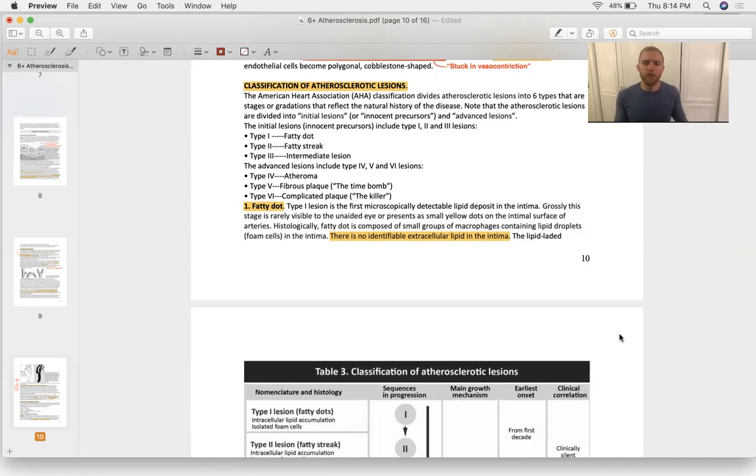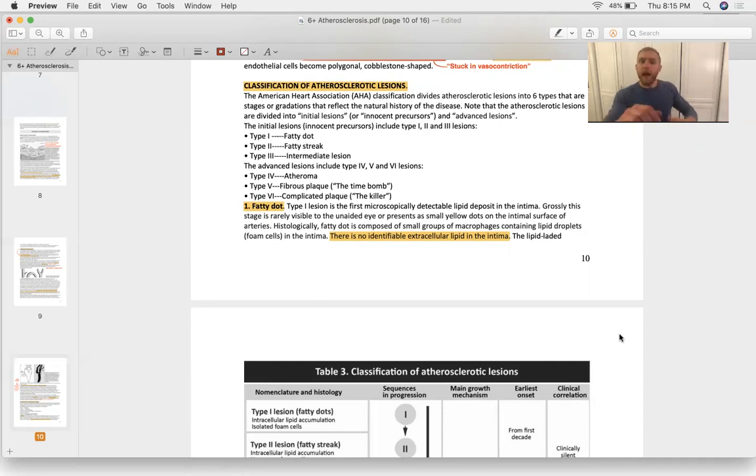And the question that I have seen in practice texts is going to be, here is a picture of atherosclerosis. And then the atherosclerotic lesion is going to be in one of these 6 stages of progression. And then they're going to ask you, what would you expect to see on a histology slide of this gross lesion? And you're going to have to say, well, I would expect to see lipid-laden macrophages with no extracellular lipid. And that would be the correct answer for a fatty dot.